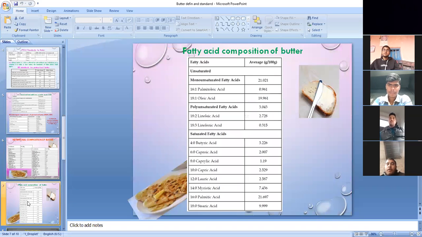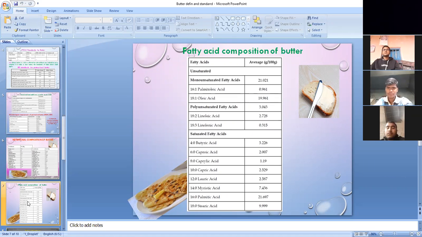Now come to the different fatty acid composition of butter. We already know that fat is generally observed as saturated fatty acid, monounsaturated fatty acid, and polyunsaturated fatty acid. Unsaturated fatty acids, you already know, have low melting and boiling points.